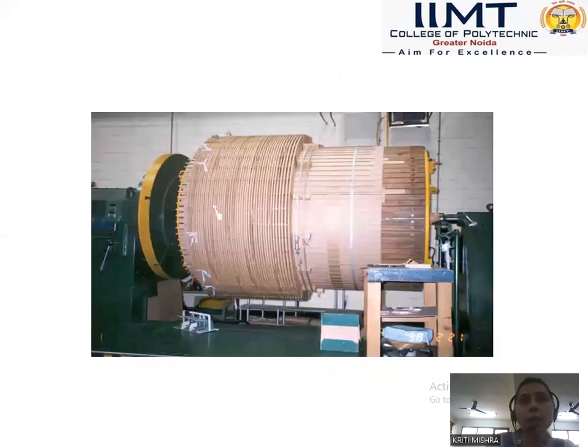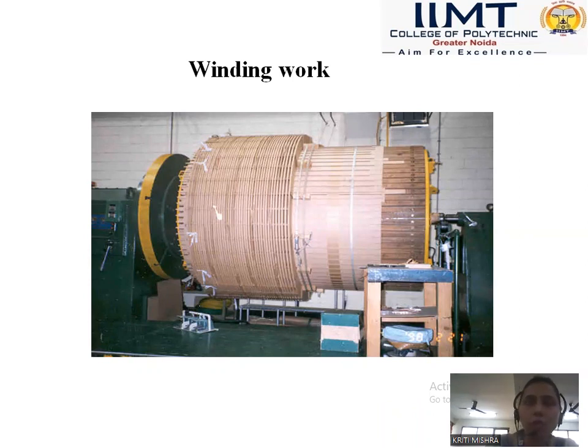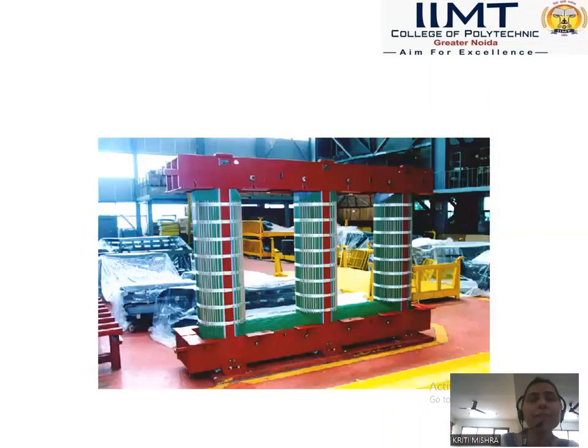The next slide is all about the real images of windings and cores in industries. This is the winding work of the transformer, the winding job. You can generally see this in Alstom, where large transformers or power transformers are made. Next one is core building. This is the core of the transformer, where we can put windings over them.